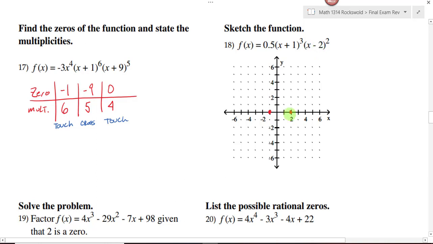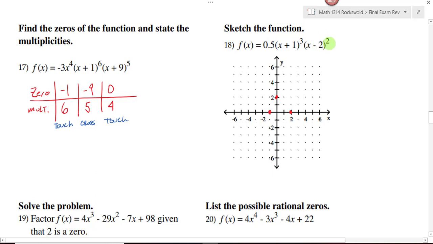Now the other points that you want to find are your x and y intercepts. Those are easy to get. Well, those are the x-intercepts. The y-intercept, how would I find the y-intercept here? Plug in a 0 for x and solve for y. So when I plug in a 0 for x here, I get 1 to the third is 1, and -2 squared is 4. 4 times 1 is 4, and 4 times a half is 2. So I've got 3 points on this graph already.